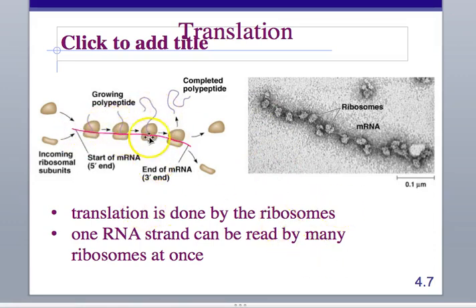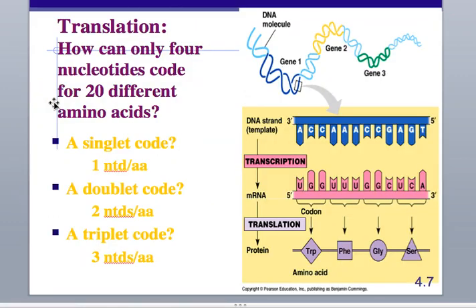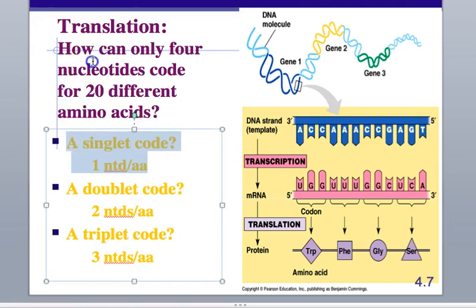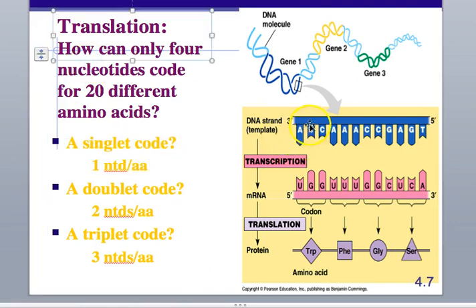So one RNA strand can actually have a whole bunch of different little ribosomes sitting on it, which look like little macaroons to me. And as those little ribosomes are scooting along, they're producing amino acid chains. The way they do that is they read in groups of 3. They read these codons, and they say, okay, so A, C, C.